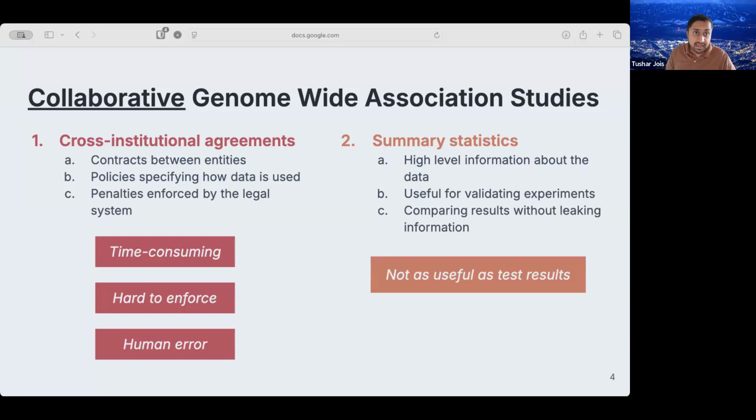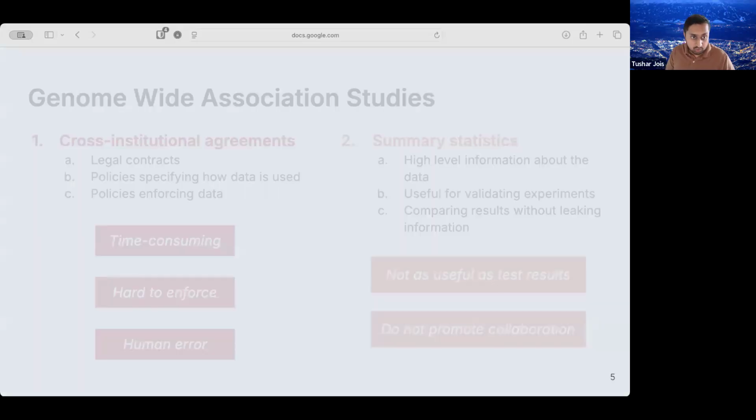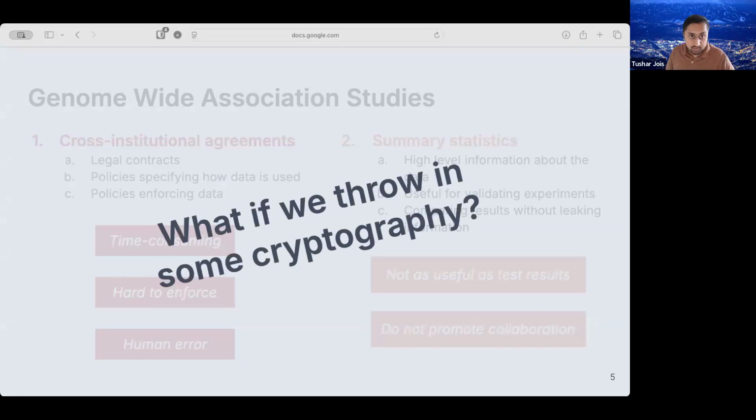It's not as useful, though, as actual test results because you don't get to go into the data and make comparisons and really drive into why certain things are the way they are. They don't necessarily support this collaboration that is necessary to achieve really deep rare disease studies, really deep insights. So now we come to the age-old question: what if we throw in some cryptography? And now it might be more clear why I'm presenting this work at this seminar. So what if we throw in some cryptography? What cryptography can we use?